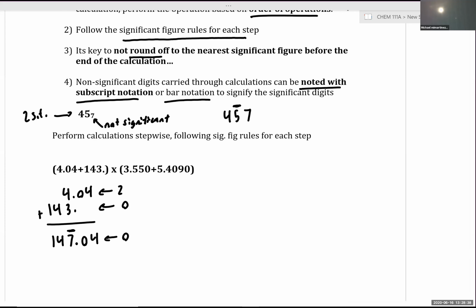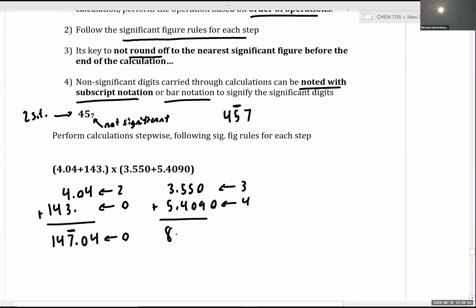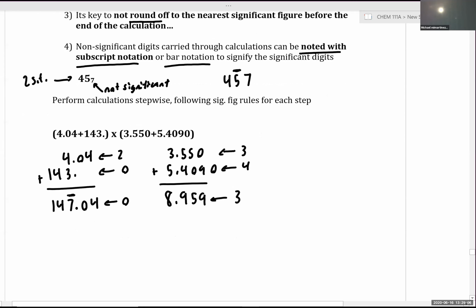Okay? Let's do another addition process. So 3.550 plus 5.4090. So we have a number with 3 decimal places, a number with 4 decimal places, and we get 8.959. We've already rounded it to 3 decimal places. Thankfully, there's just a 0 at the end. And now we're going to multiply these 2 numbers together.